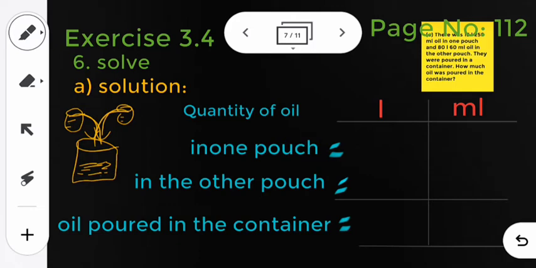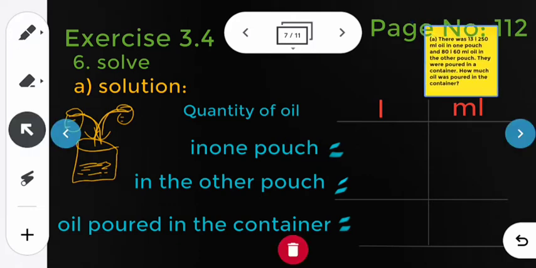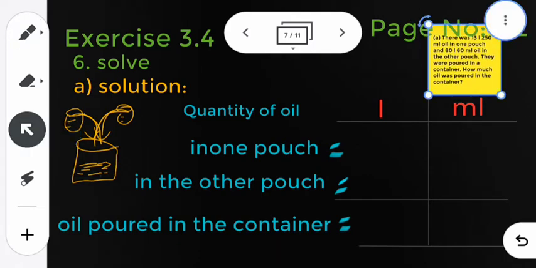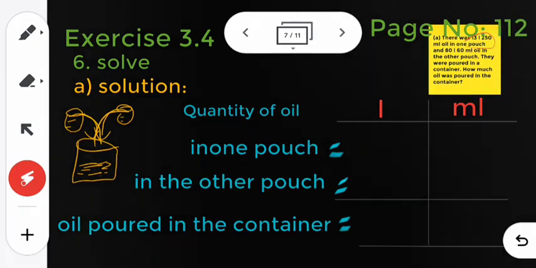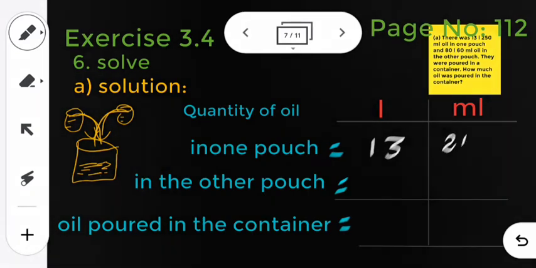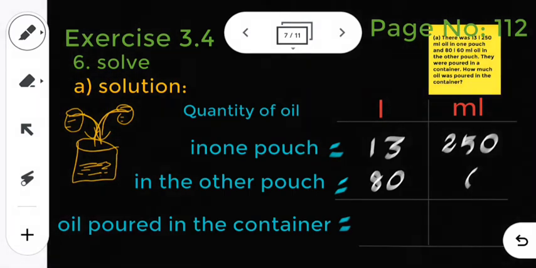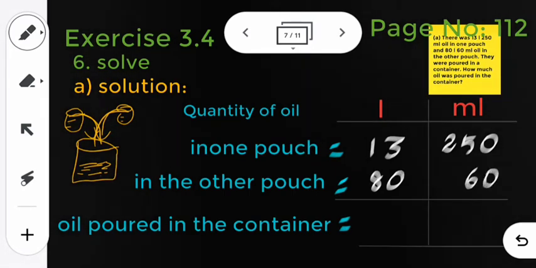It is given the quantity of oil in one pouch is 13 liter 250 milliliter. So 13 is liter, so I am writing in liter. 250 is milliliter, so I am writing in milliliter. And in another pouch is 80 liter 60 milliliter. So 80 liter 60 milliliter.